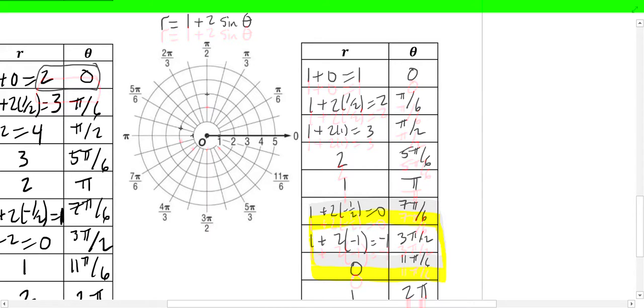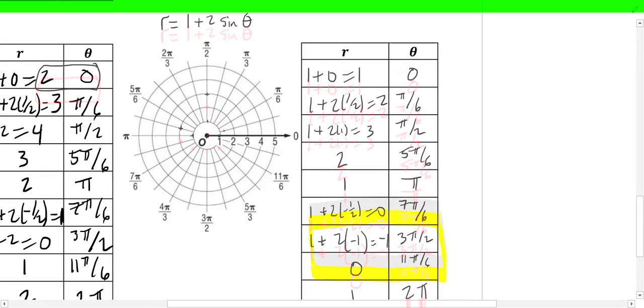But then at 3 pi over 2, it goes to -1. So we go up and over. We go inside it. And then at 11 pi over 6, it goes back to 0. That's somewhere in between here and here. And then at 2 pi, it goes back to 1.